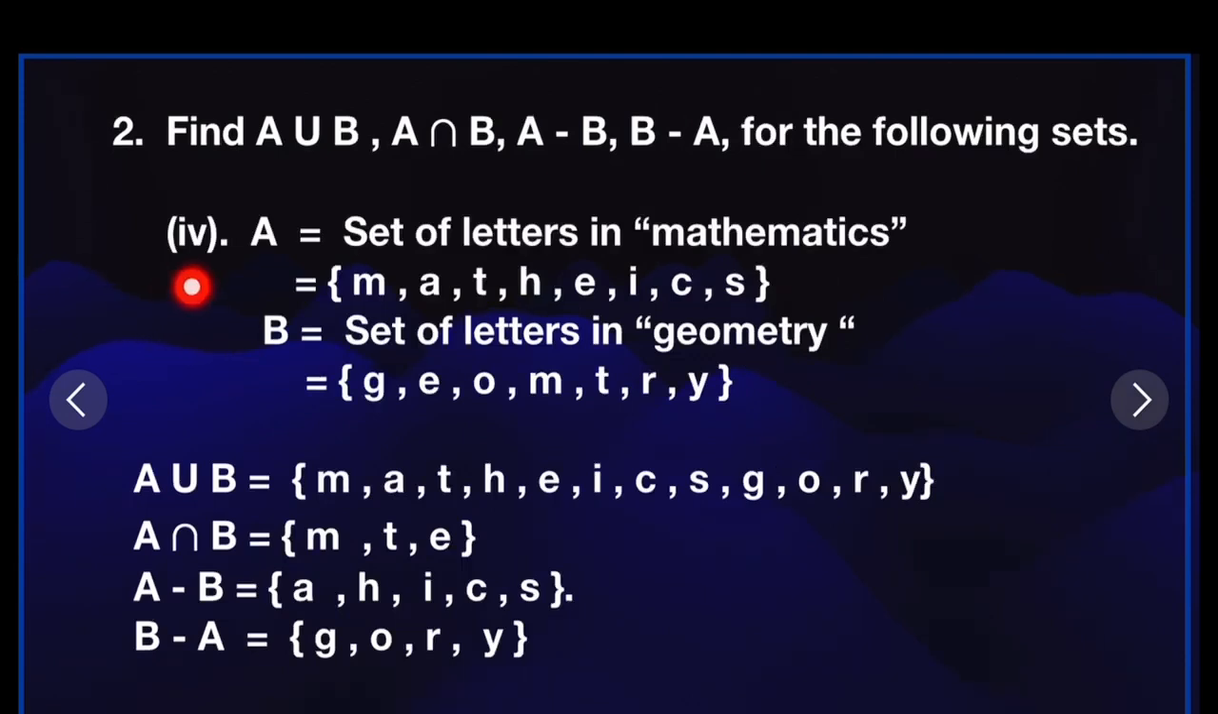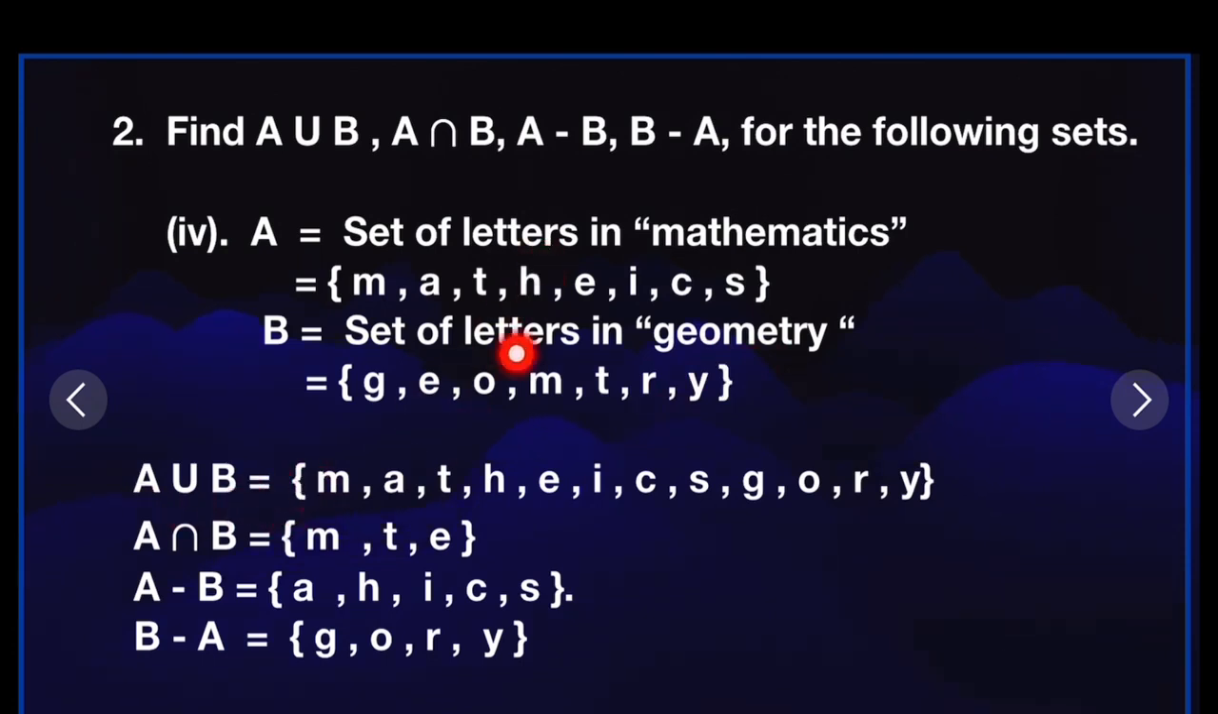Number 4, A is the set of letters in mathematics. Write down all the letters. Do not repeat any letter and write the set. Similarly for geometry, write down all the letters without repeating any letter. See, E is coming twice. Do not write twice, just once is enough.